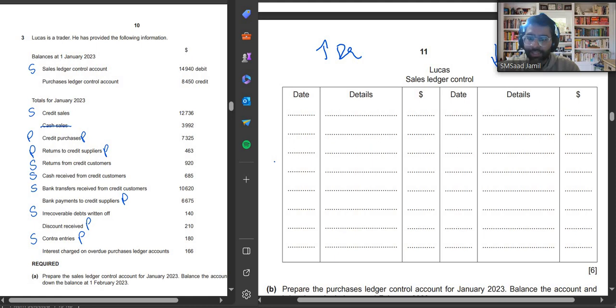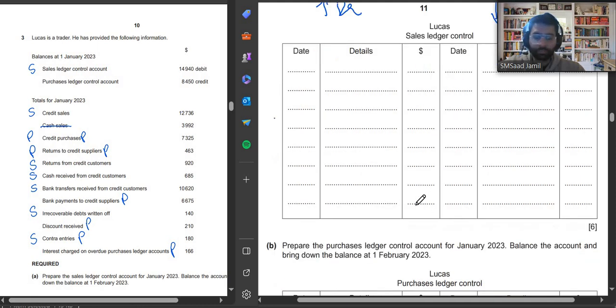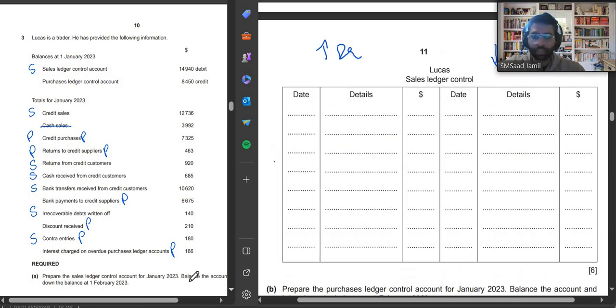Okay. And then it says interest charged on overdue purchases ledger account. So that of course comes in your purchases ledger control account.